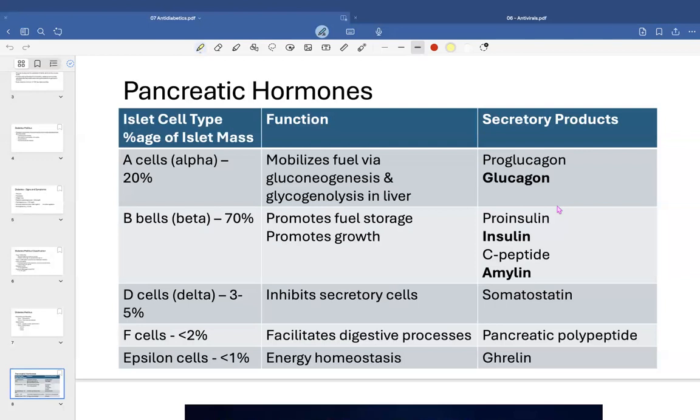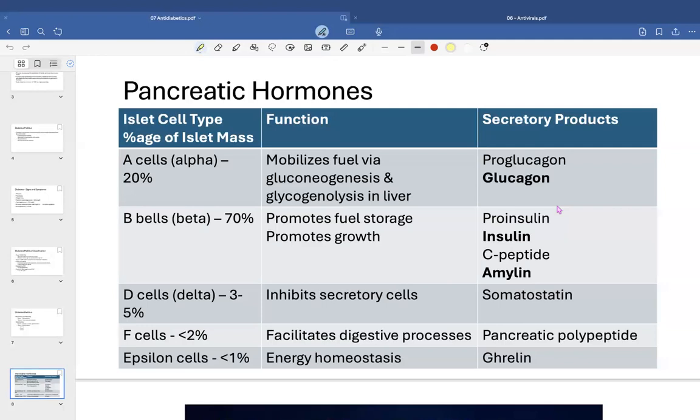Collectively, these are anabolic hormones for storage and growth. On the other hand, alpha cells mobilize fuel through gluconeogenesis and glycogenolysis, and their main secretory product is glucagon. Glucagon, in a lot of ways, opposes the action of insulin, but I will also describe that today as a pharmacologic product that's used in diabetics, particularly those who develop hypoglycemia, low blood sugar.